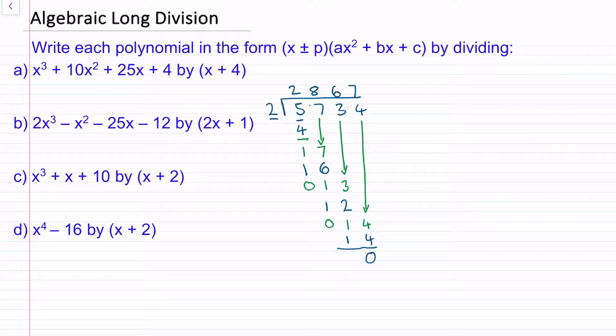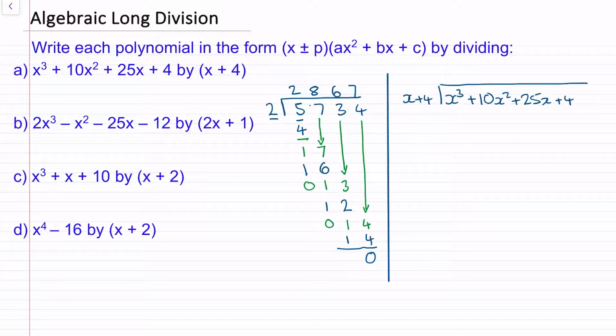So we're going to use the same method, but with the example in question A. So we'll begin by dividing the x cubed by x to make x squared. And then we'll multiply throughout this x squared. So we get x cubed, and then plus 4x squared. And the difference between the x cubed terms is 0, and the x squared terms is 6x squared. And then we'll drop down the 25x.